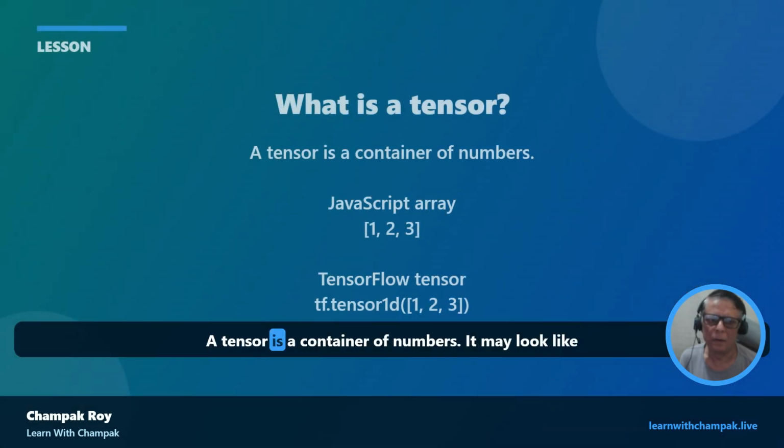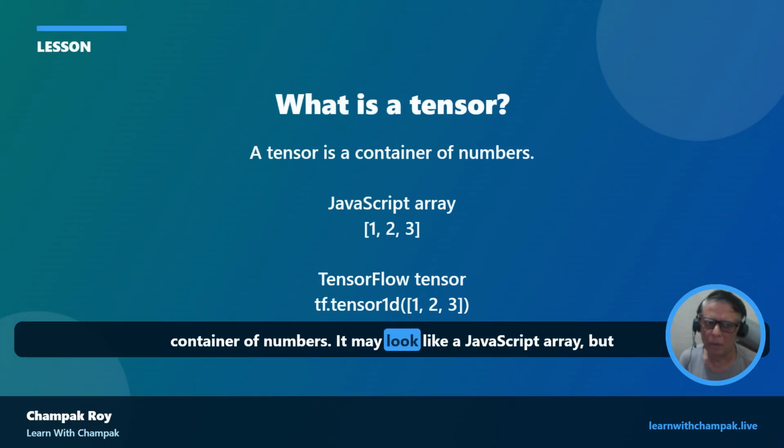A tensor is a container of numbers. It may look like a JavaScript array, but TensorFlow can perform fast mathematical operations on it. Here, tf.tensor1d creates a one-dimensional tensor.